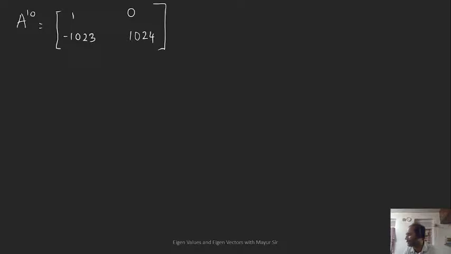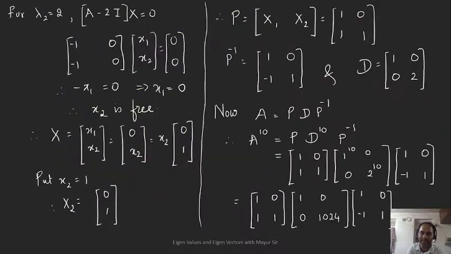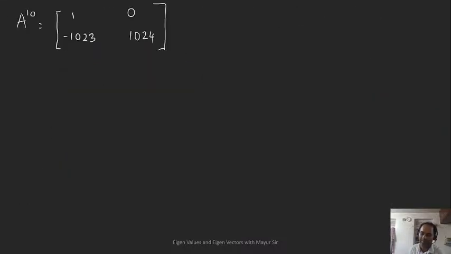1, 0 for the first row, yeah, minus 1023, and yeah, that's the answer. So I hope you got this. Now there was one more question that was asked there: find a general formula for A raised to k, right? So now let us write down the general formula.